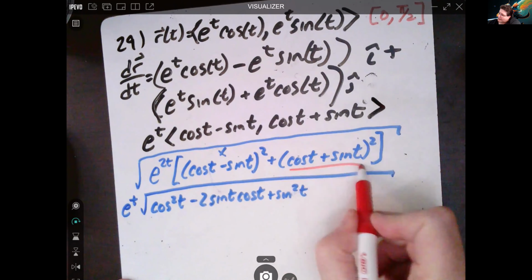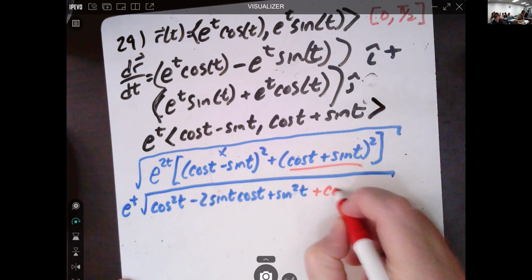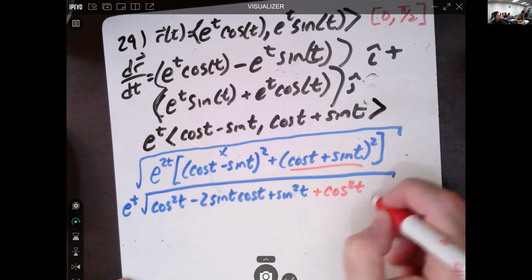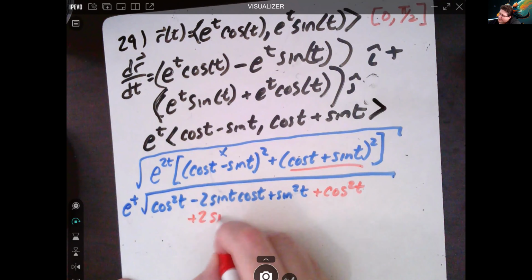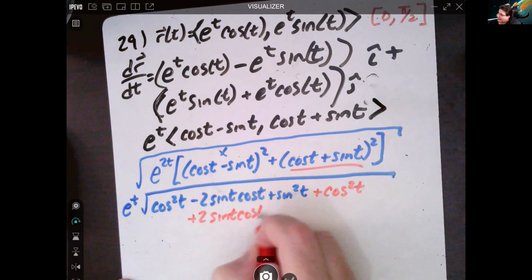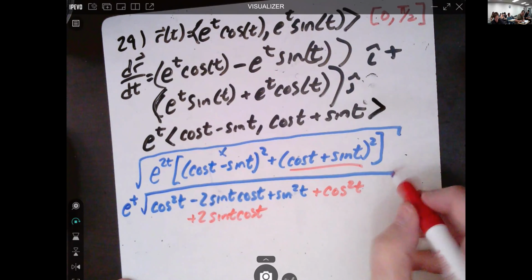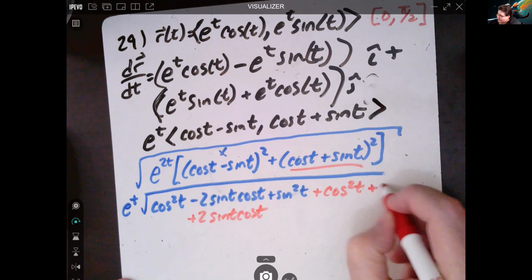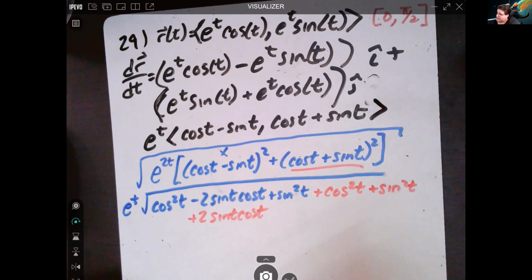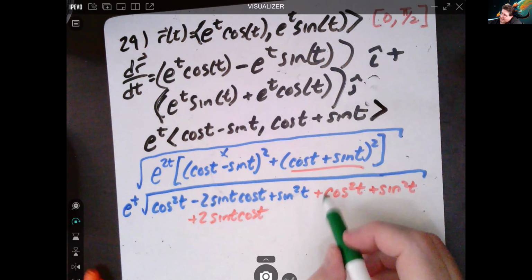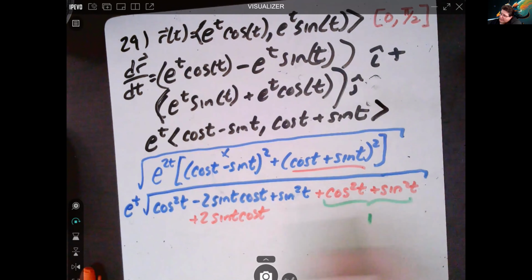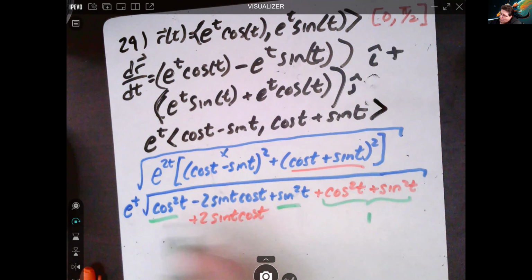So we'll do this one. Another cosine squared t. I've got a positive 2 sine t cosine t. I'm going to write this underneath here. And I've got another sine squared t. So for those of you that are up on your game, this adds up to 1. These two together make a 1.